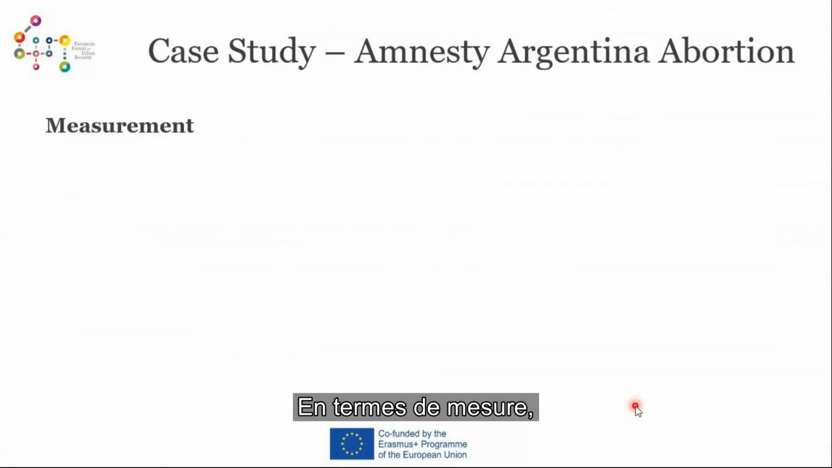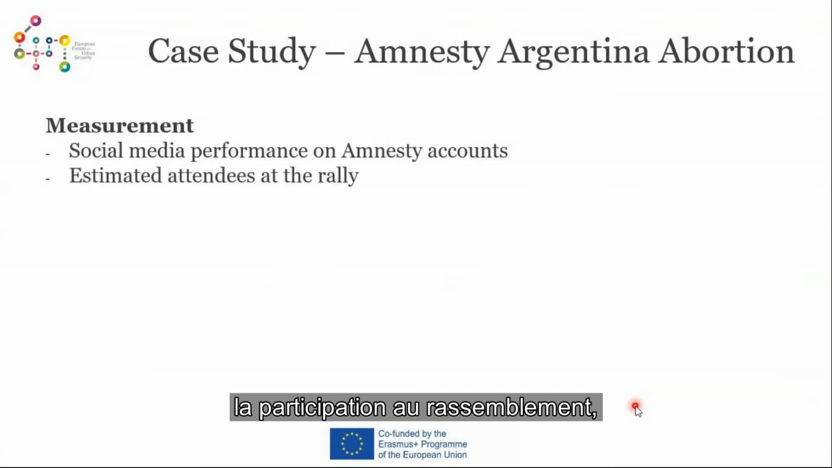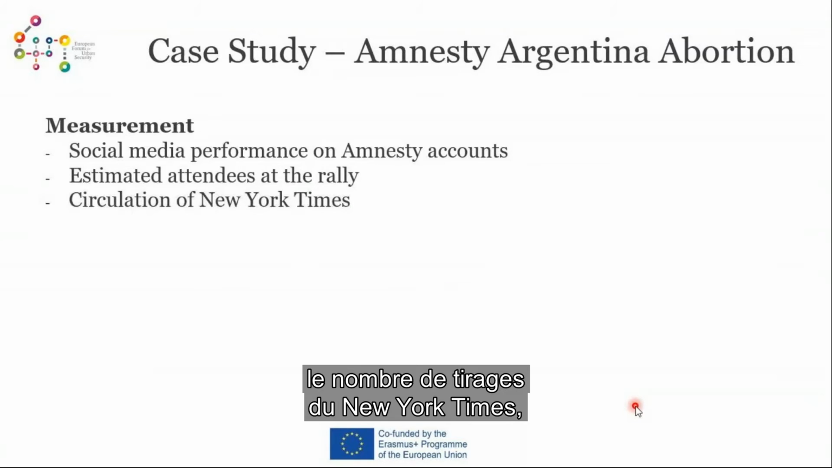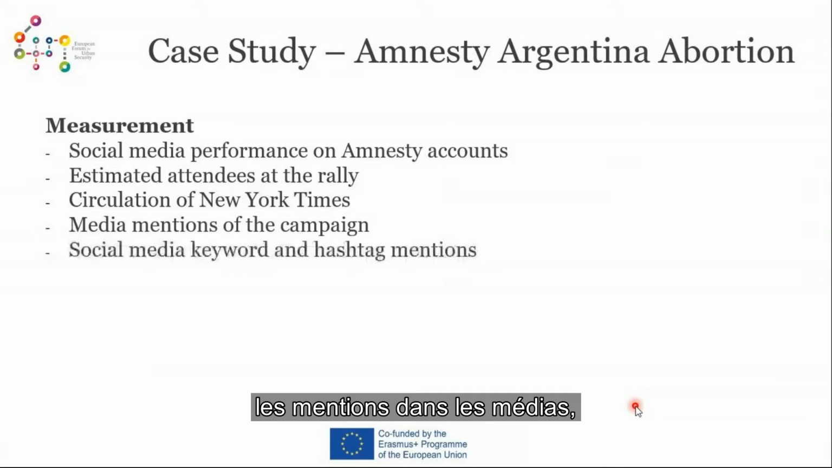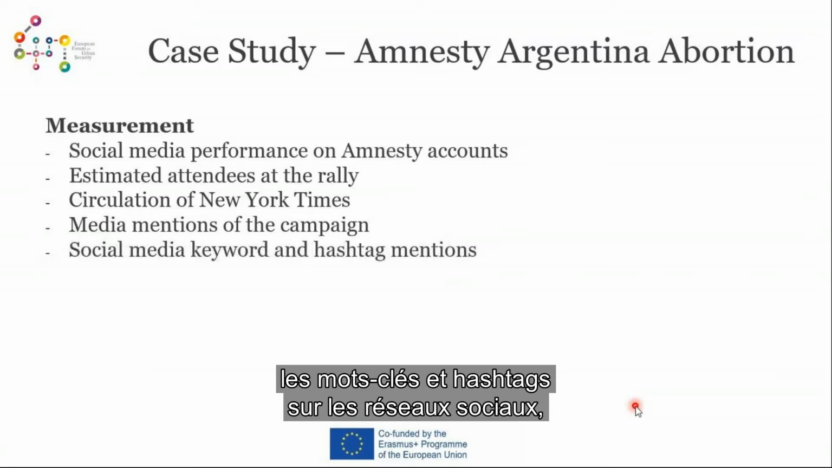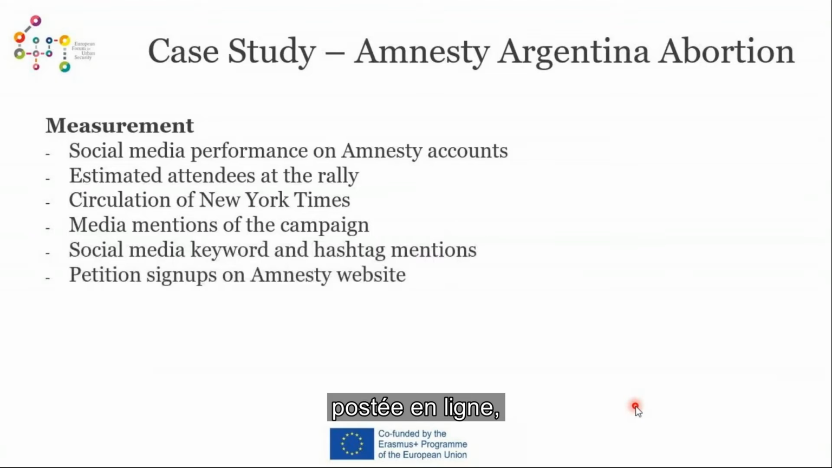In terms of the measurement, how would we measure each of those things? We have the social media performance on Amnesty accounts, the estimated attendees at the rally, the circulation figures of the New York Times, how many issues of the New York Times exist, the media mentions of the campaign, the social media keyword and hashtag mentions, the petition sign-ups on the Amnesty website. I should have mentioned Amnesty had a petition, an online petition.